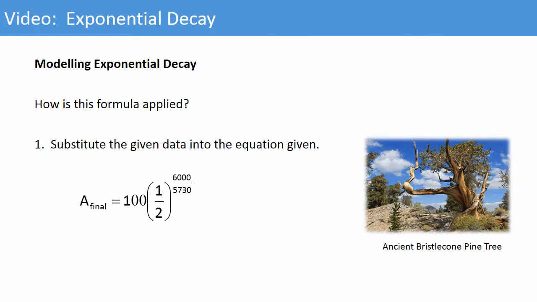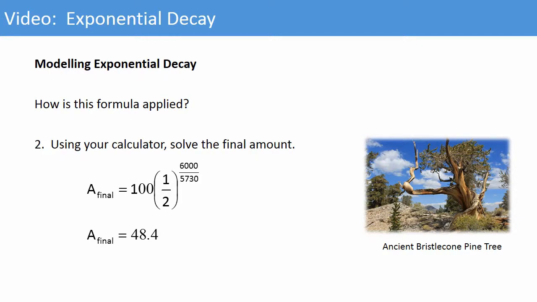Now that we know what's given and we know the formula, let us substitute the given data into the equation. So the final amount would equal 100 times 1/2 to the exponent 6,000 divided by 5,730. Using your calculator, solve the final amount. So you will enter into your calculator 100 times 1/2 to the exponent in brackets 6,000 divided by 5,730, and you will get the answer of 48.4.